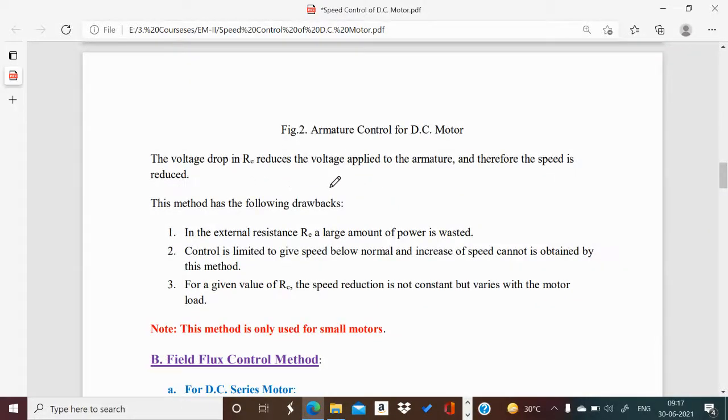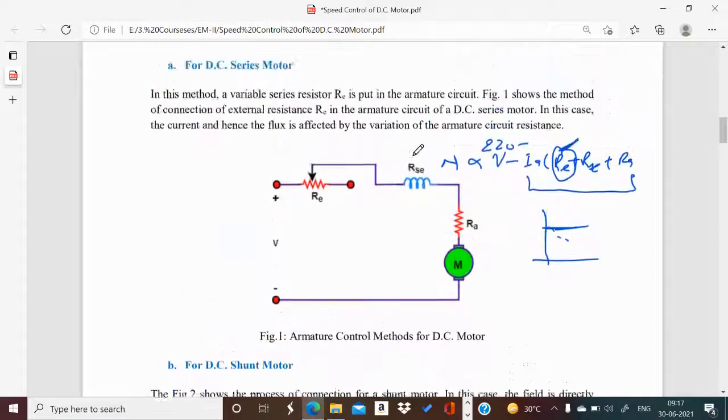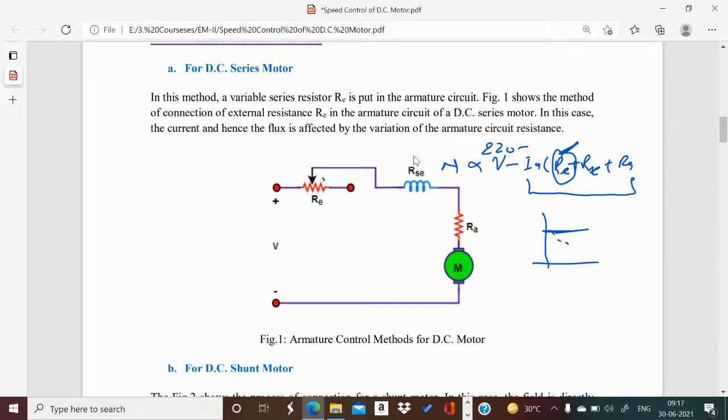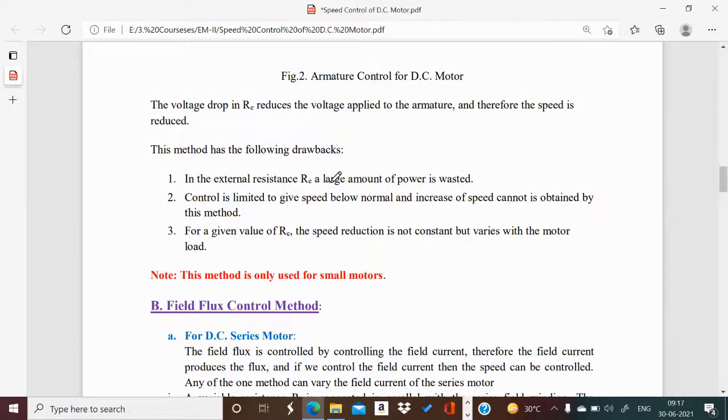And what are the main drawbacks of this method? That is, the drawback of any resistance. Wherever you put a resistance, it creates I square R losses, because this resistance develops additional losses. I square R losses means copper losses, as well as heat being produced. If this current flows for more time, heat will be produced in this method. So these are the drawbacks.